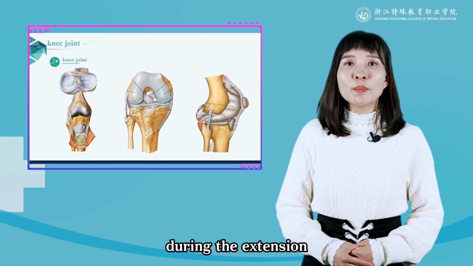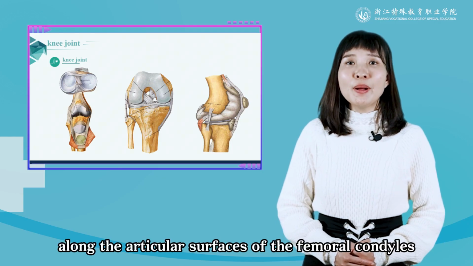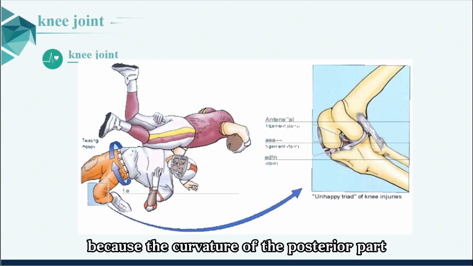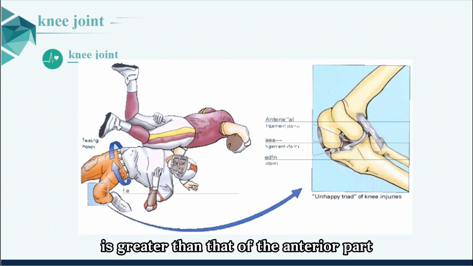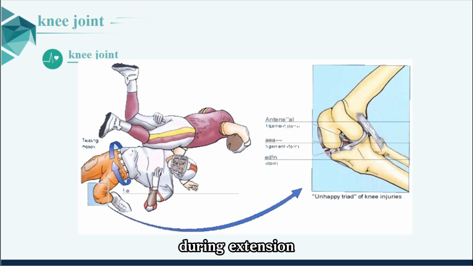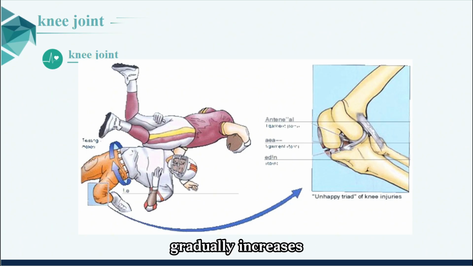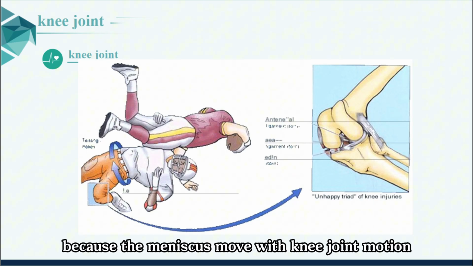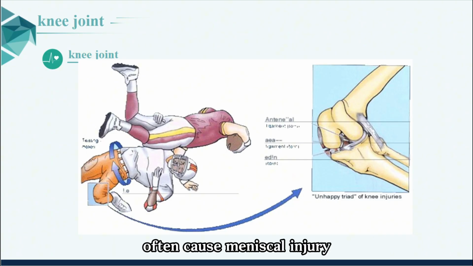For example, during knee extension, the tibial condyles along with the menisci slide forward along the articular surfaces of the femoral condyles from posterior to anterior. Because the curvature of the posterior part of the femoral condyles' articular surfaces is greater than that of the anterior part, during extension, the contact area between the femoral condyles and the tibial condyles gradually increases. Correspondingly, the two menisci also gradually slide forward. Because the menisci move with knee joint motion, sudden and forceful movements of the knee often cause meniscal injury.